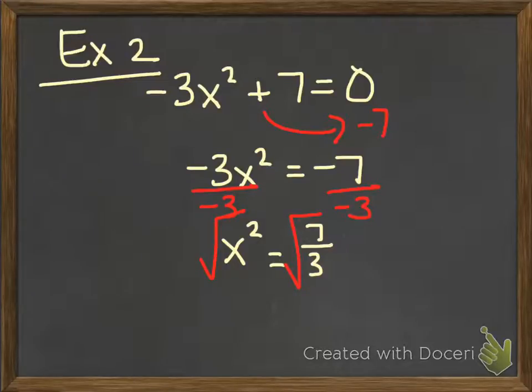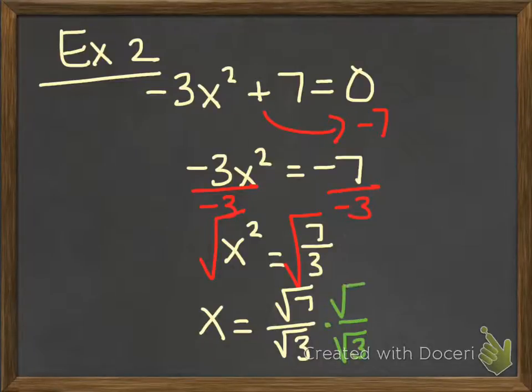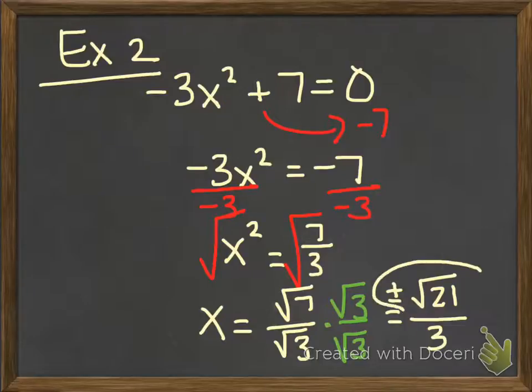Now you do have a fraction. That means that you have a square root of 7 over the square root of 3. So you have to rationalize the denominator. You can't have a radical in the denominator. So you multiply the top and the bottom by radical 3. And then when you multiply across, radical 7 times radical 3 is radical 21 over regular 3, and it's plus or minus. So make sure all your answers have plus or minus.